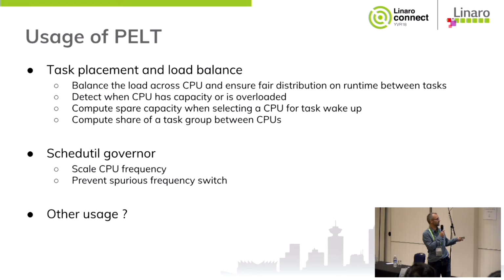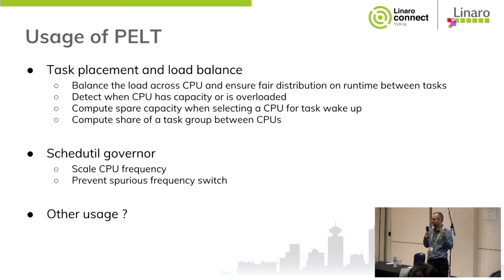And also we are using that to prevent some spurious frequency switches in the sense that, for example, right now in the mainline, the goal is to run at max OPP when an RT task is running, and then select the best OPP when a CFS task is running. But because the RT task preempts the CFS task and steals some time, the CFS task can be seen as not really busy, just because it will use the remaining time on the CPU.